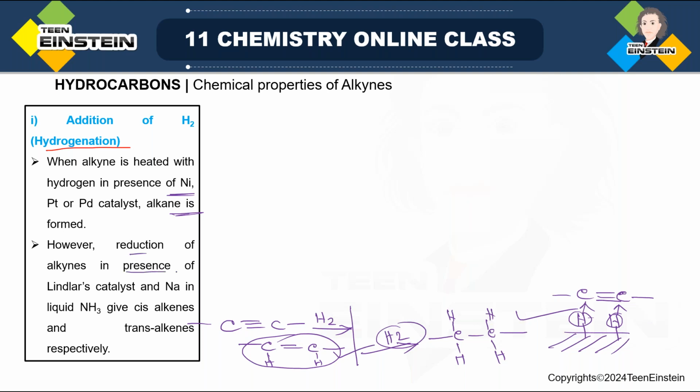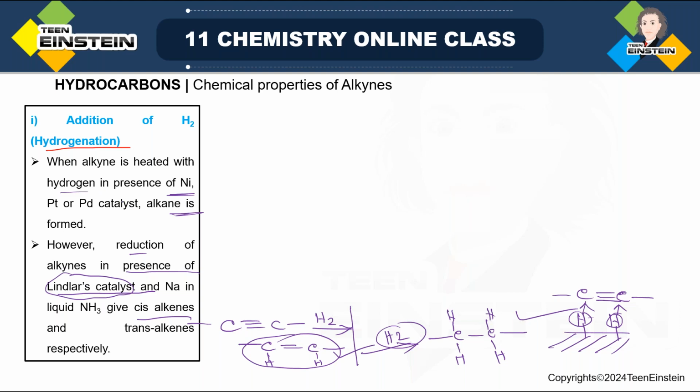Now the reduction of alkyne when you do in presence of Lindlar's catalyst, remember this is already done, then you get cis alkene. Here also both the hydrogens are added from the same side. What is the difference between Lindlar's catalyst and this original hydrogen in presence of nickel, palladium, platinum?